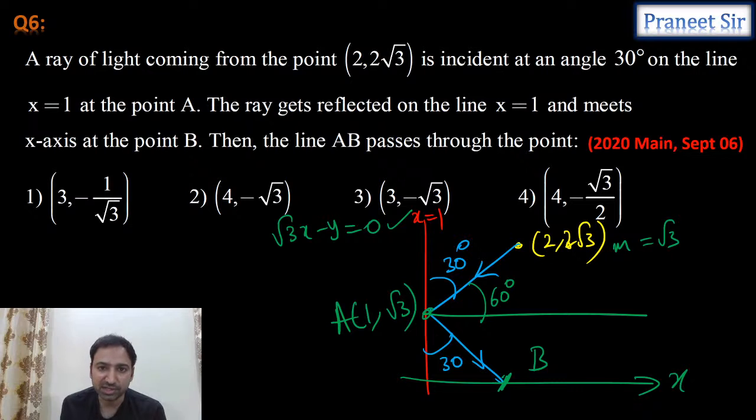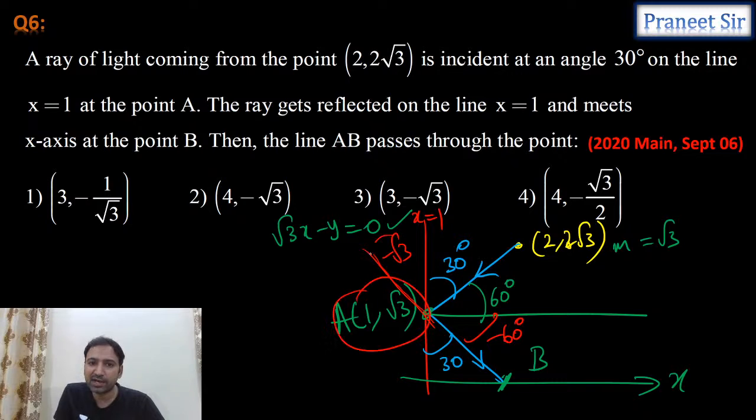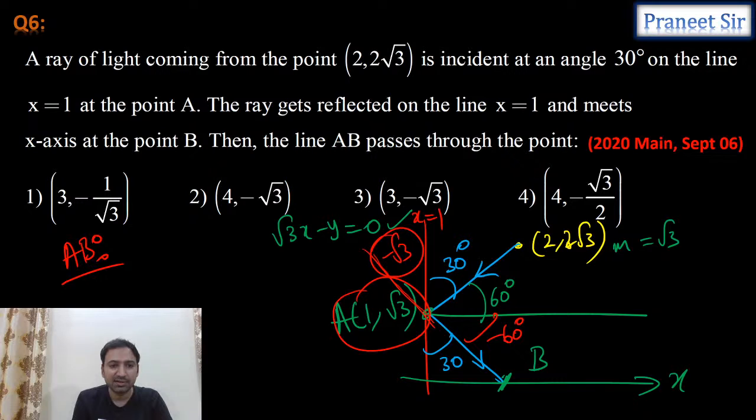So the AB equation, AB passes through the point. So the AB slope we can calculate. Why? Because this is 60 degrees, automatically this one will also be minus 60 degrees. So in that case, we can calculate the slope of this line. Slope of this line is what? Minus root 3. And we know the point and we know the slope. We can calculate the AB equation as root 3x plus y is equal to, substitute the point 1 comma root 3. If you substitute it, 2 root 3, we are getting it. Yes, so this is what we're getting.